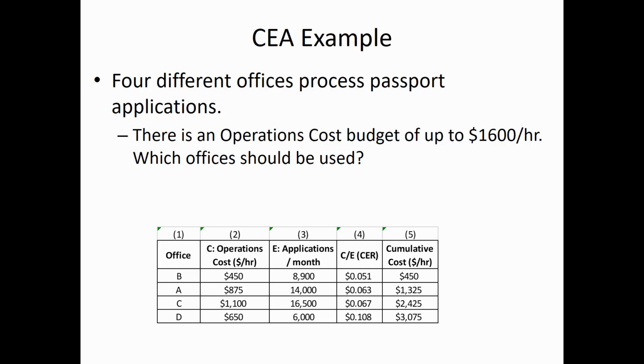Now the third row is showing that we are at $2,425 if we want to fully fund Office C, but we can't do that because our budget limit is $1,600 per hour. So if each of these offices has to be fully funded in order to open at all, then we should only go with offices B and A. And then we wouldn't be able to spend the rest of the money.